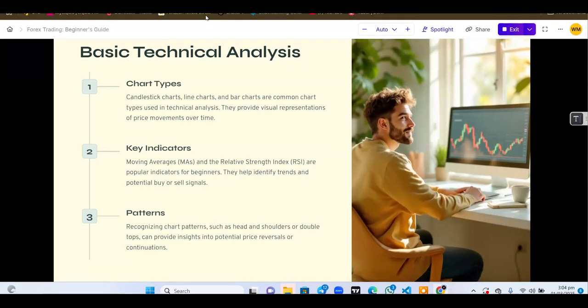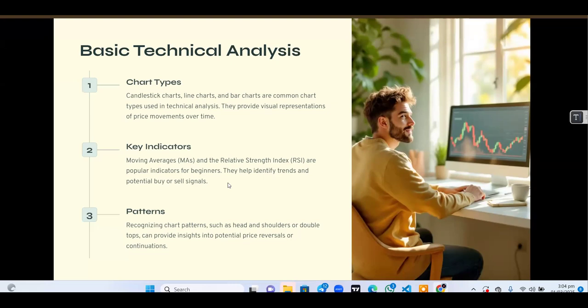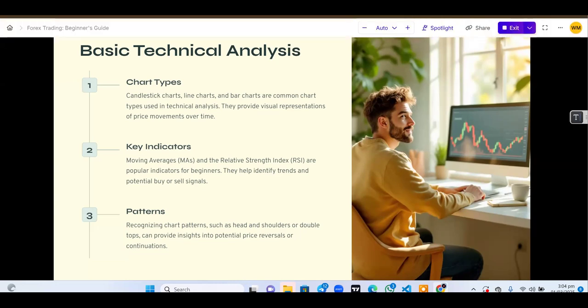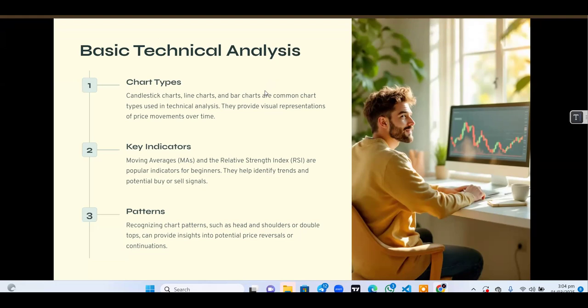Now, let's look at another topic, which is key indicators. These indicators are signals that can be used to determine the trend and to give you a signal for when to enter and all that. However, personally, it has been years since I last used an indicator, but for the sake of showing you, I'm going to show you. We have moving averages and the relative strength index, also known as RSI, which are popular indicators for beginners. They help identify trends and potential buy and sell points.